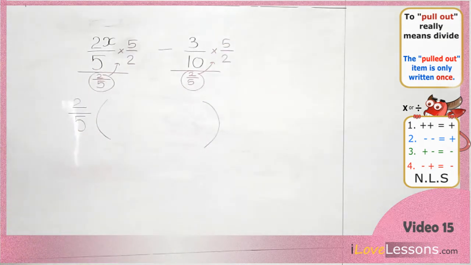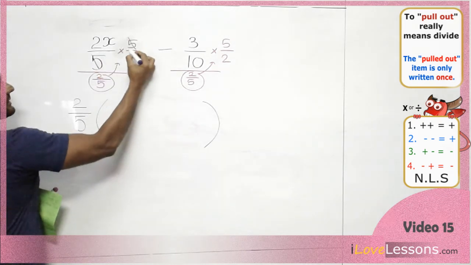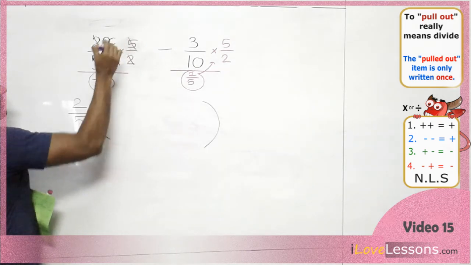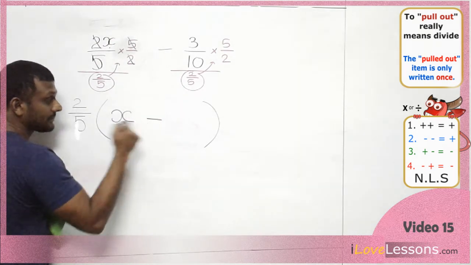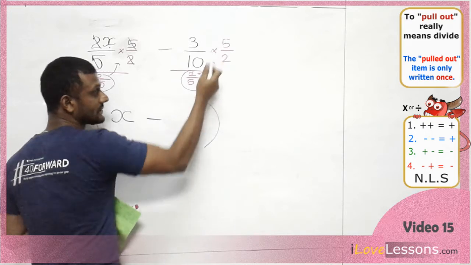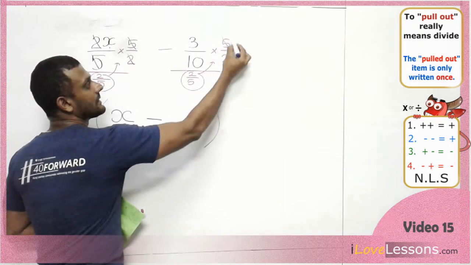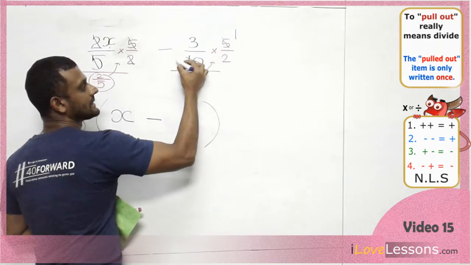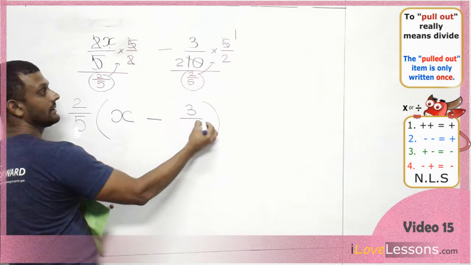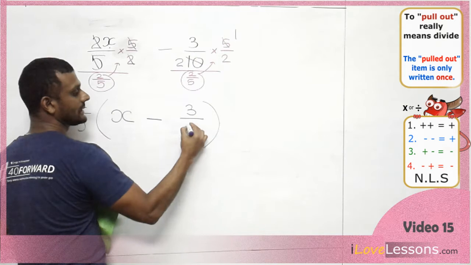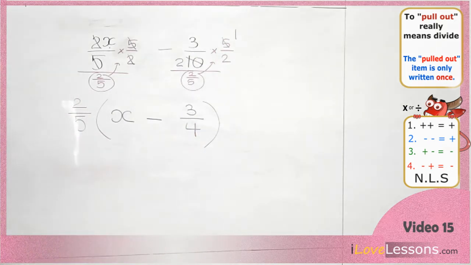So let's simplify this as much as we can. 5 will cancel out with the 5, 2 will cancel out with the 2. We're only left with x minus, that's this minus sign. Remember, it just went on top. 5 in the 5 is 1. 5 in the 10 is 2. 3 multiplied by 1 is 3. 2 multiplied by 2 is 4. We're finished with this question.